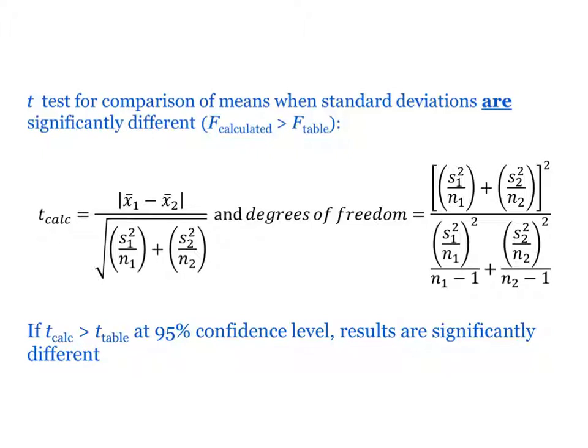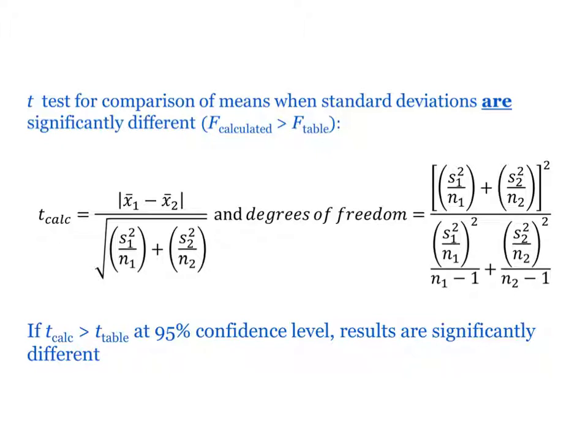When the F-test shows that the standard deviations are statistically different, we use t equals the absolute value of the difference between the two means divided by the square root of the variance from the first data set divided by the number of measurements in the first data set, plus the variance of the second data set divided by the number of measurements in the second data set.